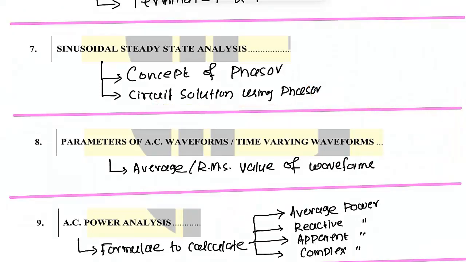So the same RLC network, excitation will be AC. If excitation is AC, you have to use the phasor, and then by using different techniques that you have done in the fundamentals, voltage division, current division, star delta, mesh, nodal, using all these concepts, you have to find some voltage or current. So that is what I mean by circuit solution using phasors.